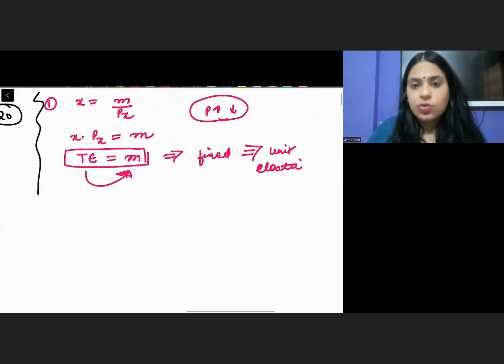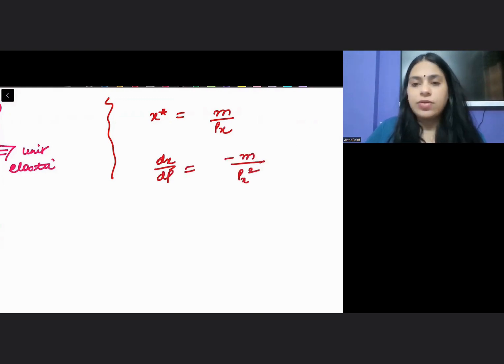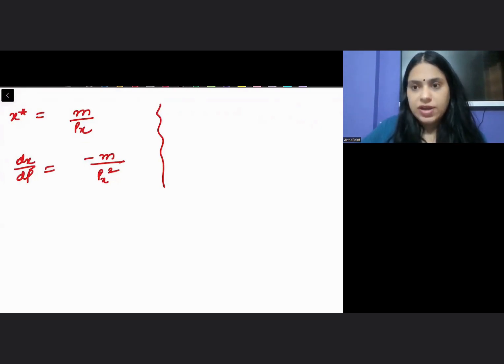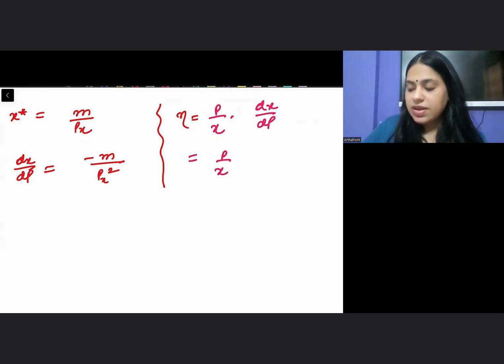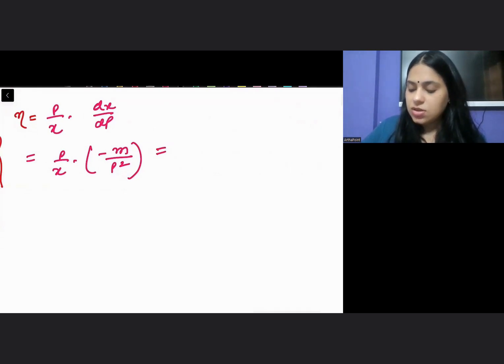The other thing that you can do is, you have got your equilibrium X star is M by PX. So I will find dx by dp, and this is going to be minus M by PX square, right? And then I can just use the formula of elasticity, which says it is going to be P by X into dx by dp. So it is going to be P by X into minus M by P whole square, right? So P and P can cancel. So minus M by X into P, right?